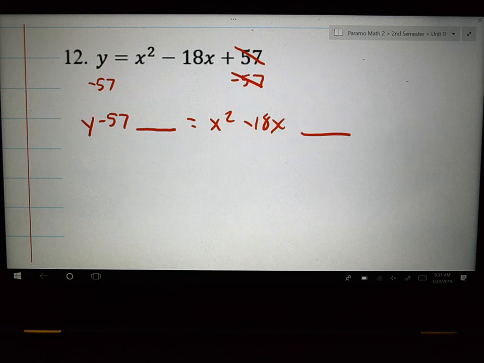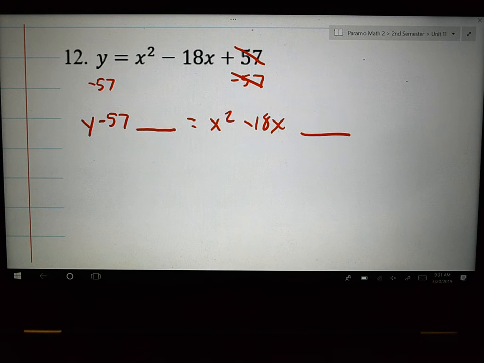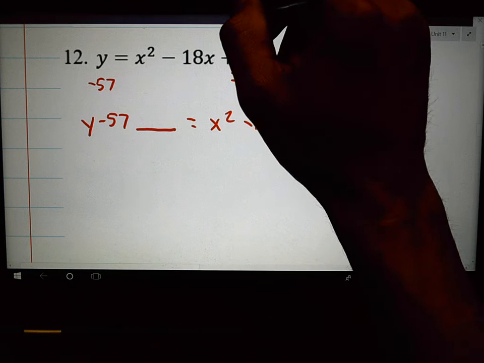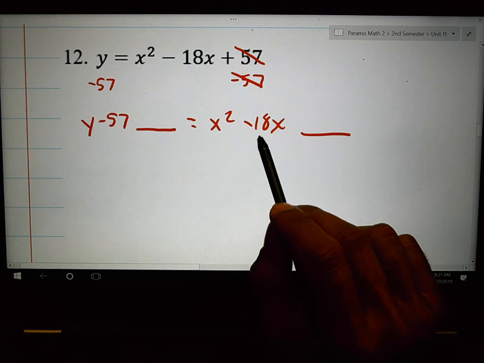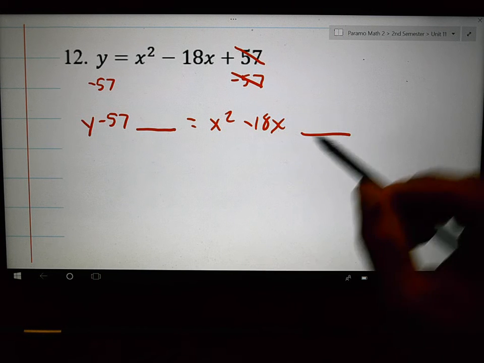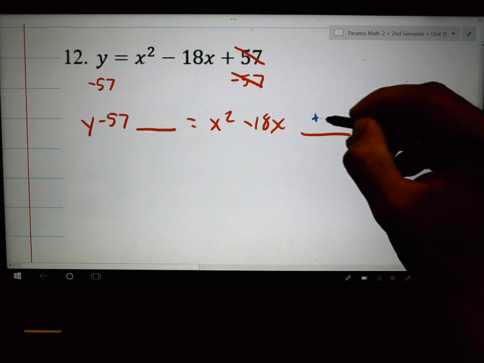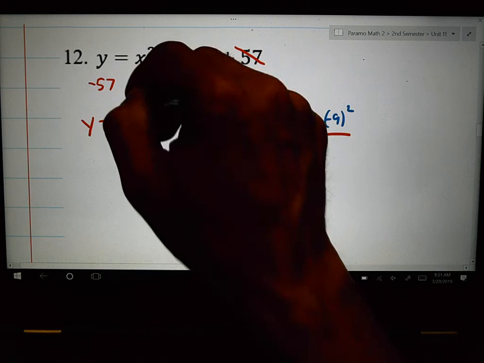That's step 2. Step 1, move C. Step 2, get these blank spots. Step 3, we have to add half of b squared. Here's my b, half of it squared. Some of you are going to go, oh, that's a plus -9 squared. Perfect. Whatever you put into this underscore, you need to put into the other underscore.